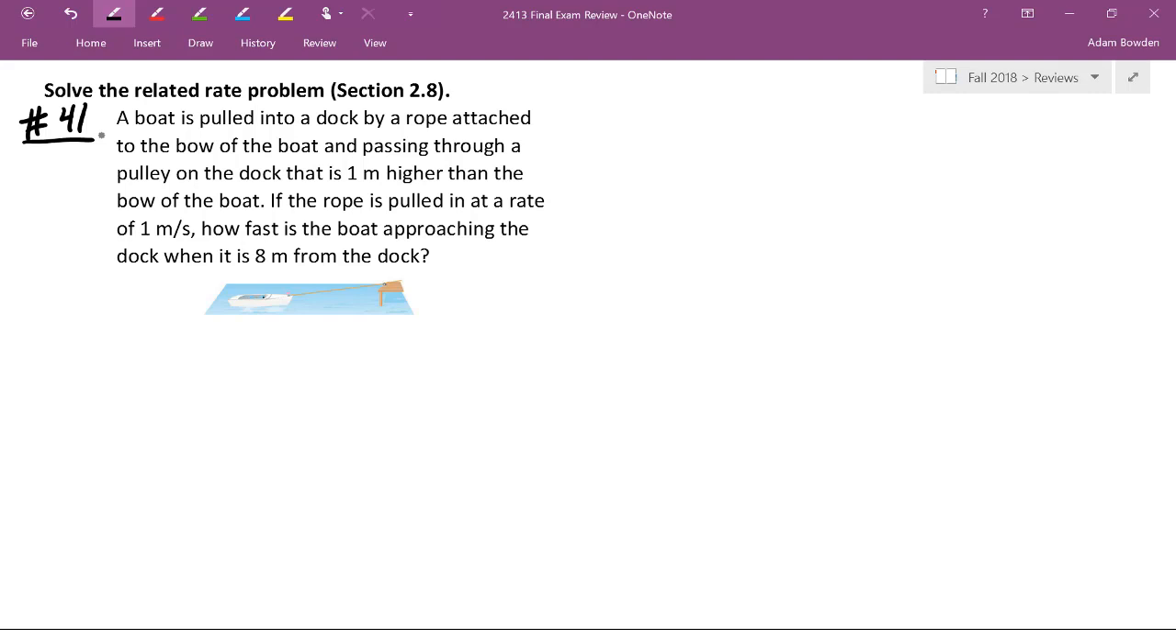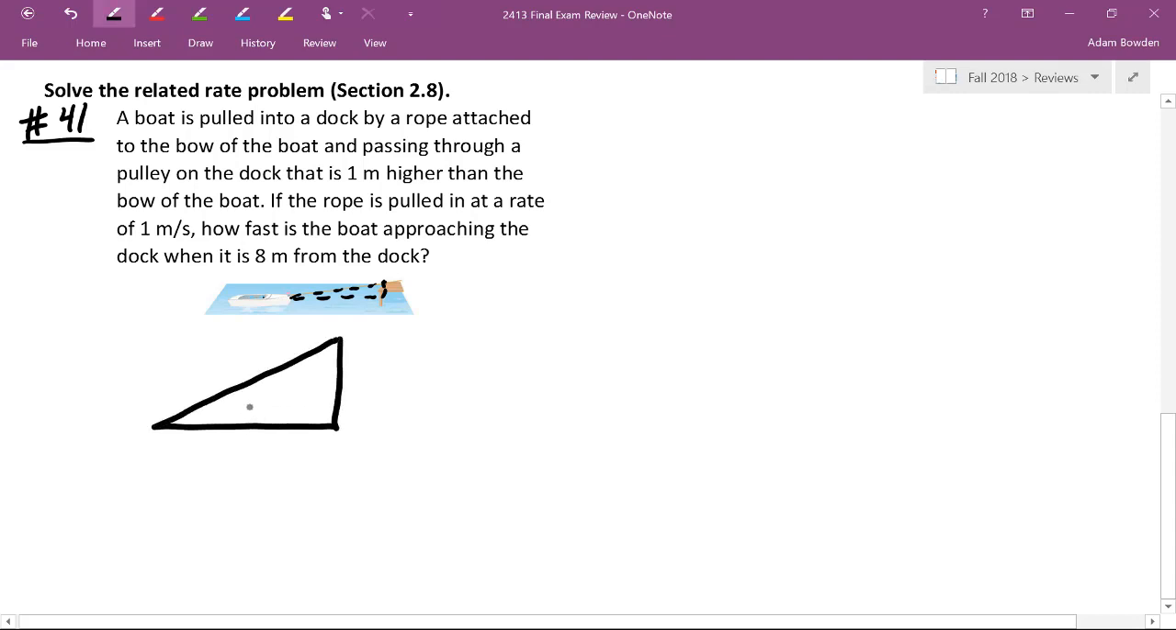Okay, the situation that we're dealing with here is going to set us up with a right triangle. So we'll visualize this right triangle with the rope, the dock, and the boat, like so. I'm going to label my sides x, y, and z, but any letters will do in this instance. This will be the dock over here, and it tells us that it's 1 meter high. This will be the rope over here, and then over on this point would be the bow of the boat.